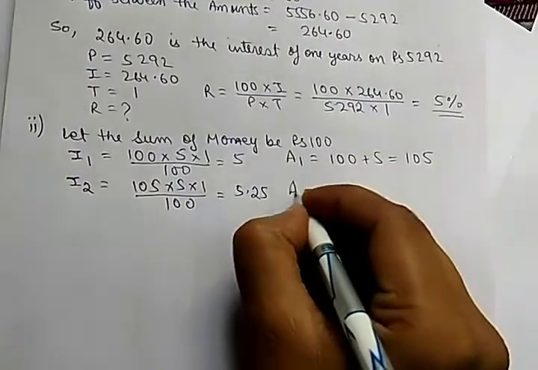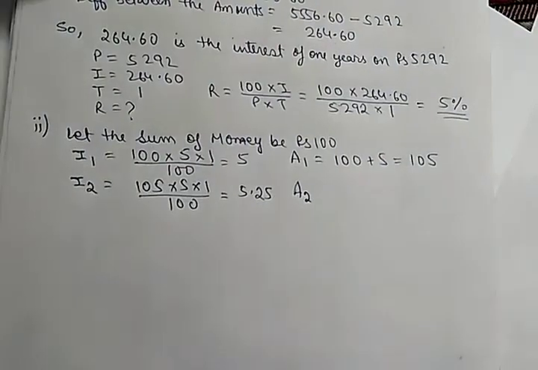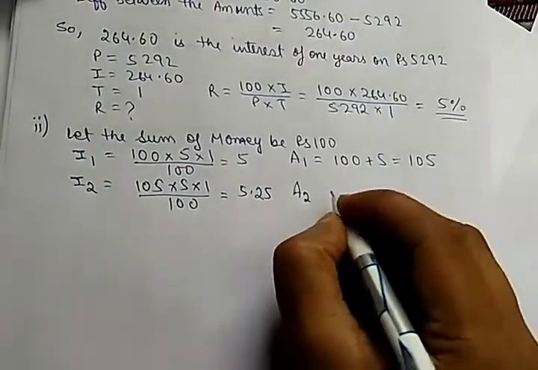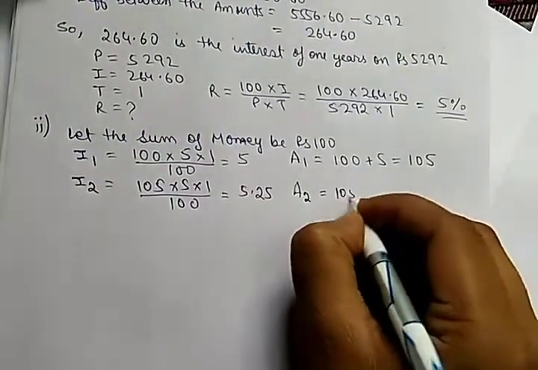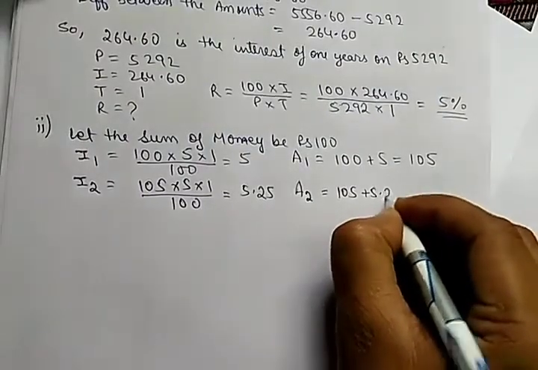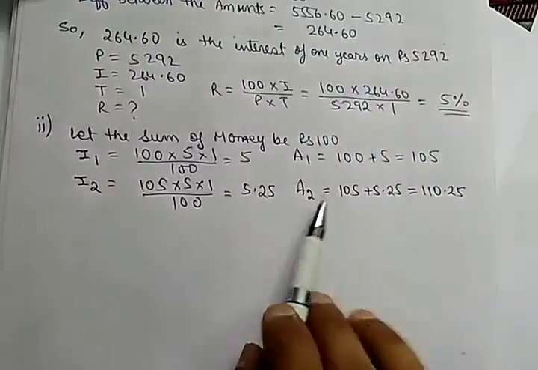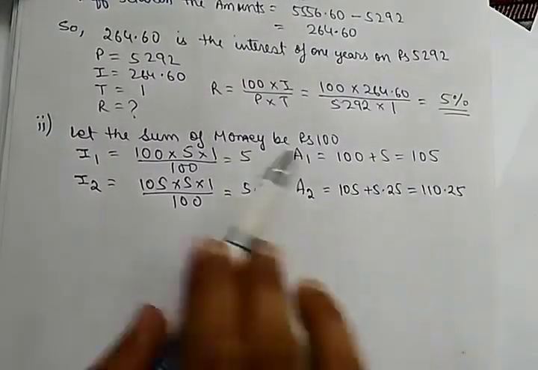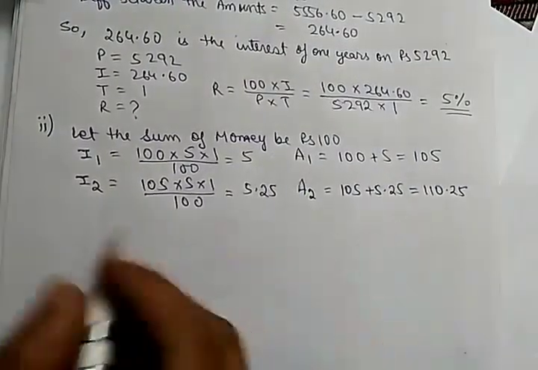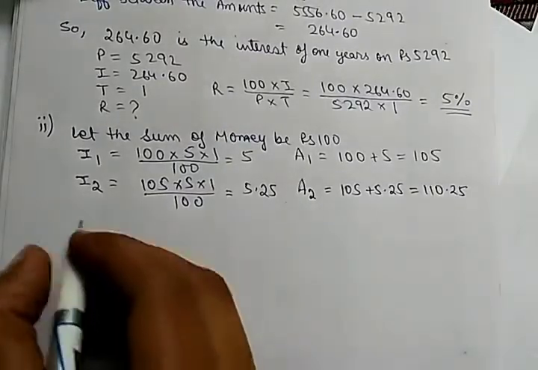So amount for the second year, amount in 2 years is equal to 105 plus 5.25, that is 110.25. Now this is the amount of the 2 successive years. So now we will use the unitary method.